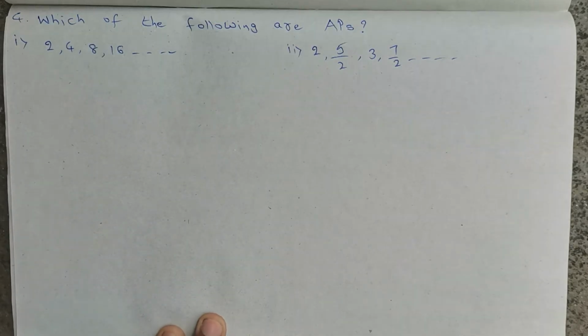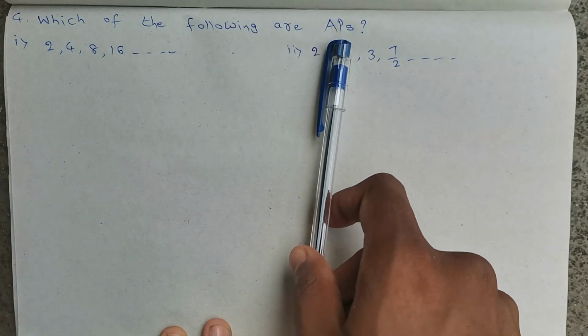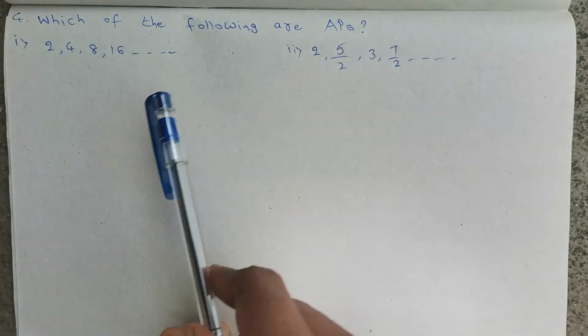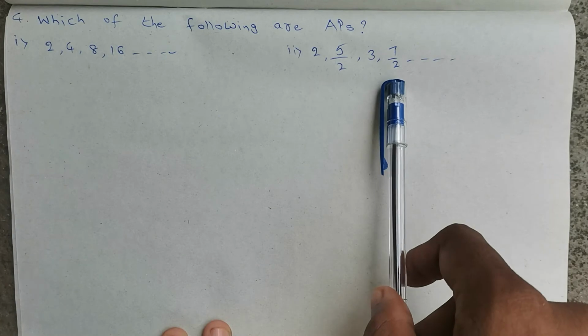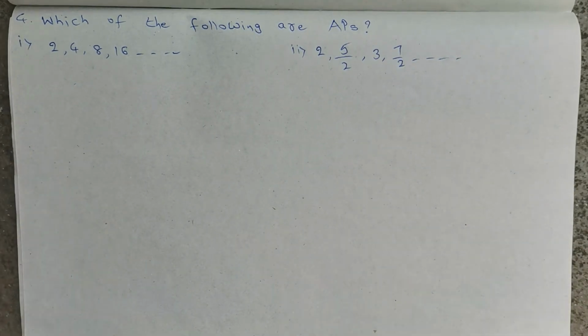Okay, the next bit is which of the following are APs, otherwise arithmetic progressions. So he gave some series. We need to find whether that series is an arithmetic progression or not. How will we conclude that it is an arithmetic progression? If the common difference is the same.